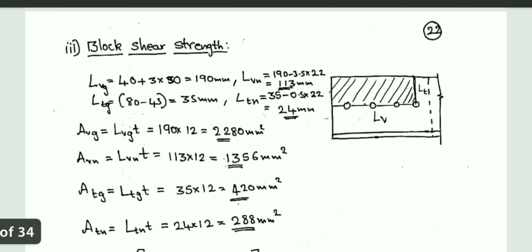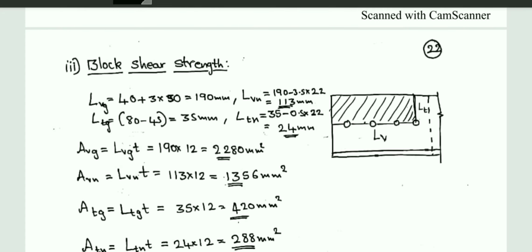Next one is the block shear strength. Here the failure will occur like this. This part will get separated here. This is the shear plane and this is the tension plane. So this one, LVG, means the gross area of this one. The total is edge distance 40 mm, and this is 50, 50, 50, that is 150 plus 40 is 190 mm. So this one, LVG, is 190 mm.